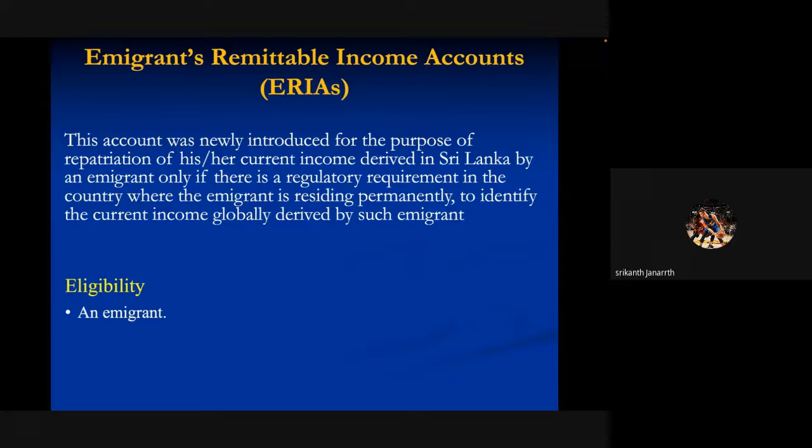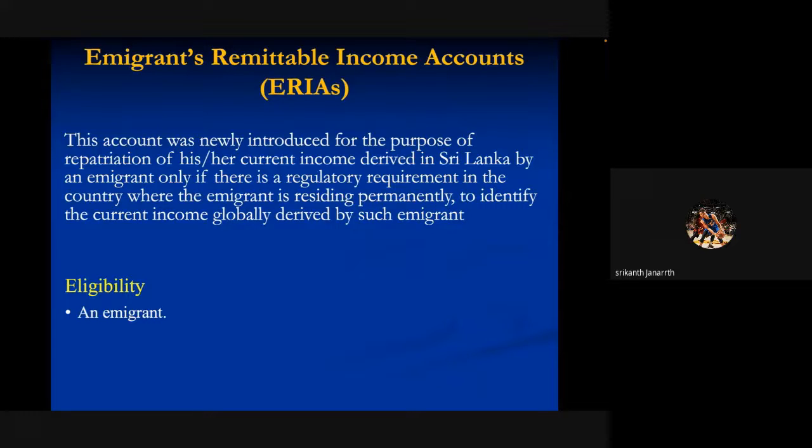So this account was newly introduced for the purpose of repatriation of current income derived in Sri Lanka by an immigrant, only if there is a regulatory requirement in the country where the immigrant is residing permanently to identify the current income globally derived from such immigrant. So current income is something they get every year. Initial migration allowance is one time, right? The current income is something, other than the annual migration allowance, that you get annually, and you can send that, right? So when you want to send current income, if the country requires it separately, then you have to open an IRA.